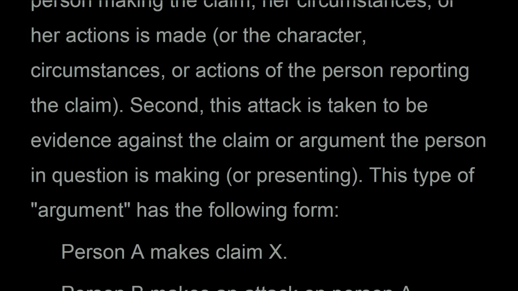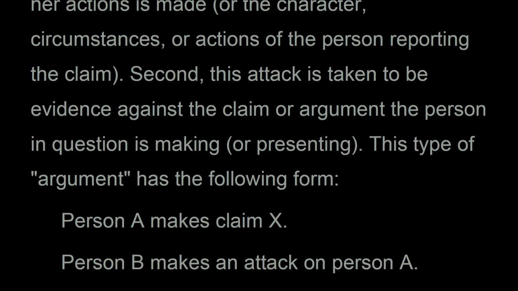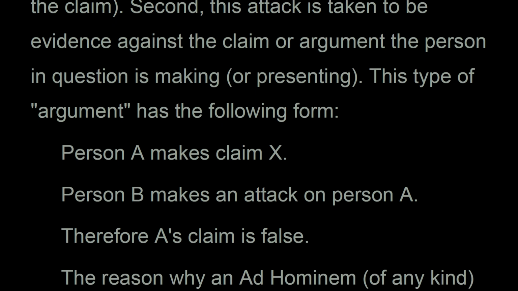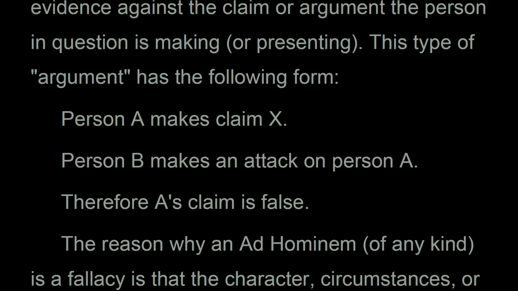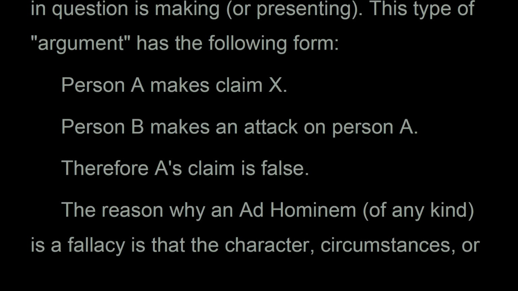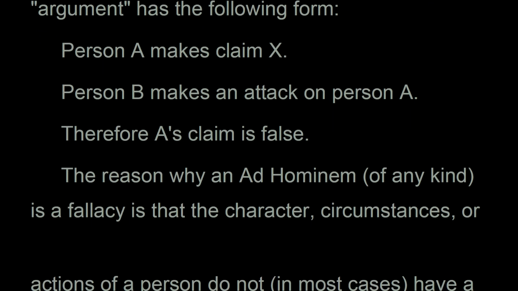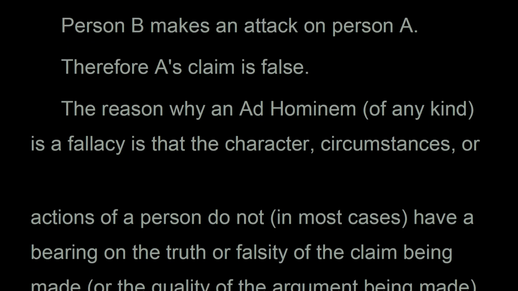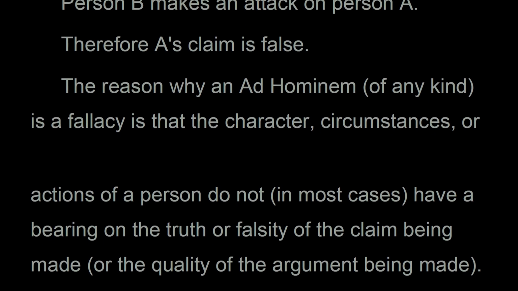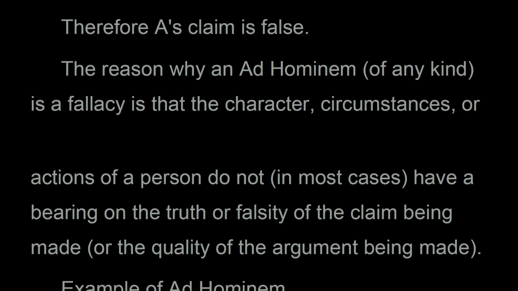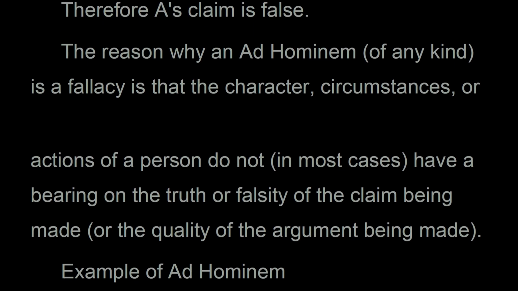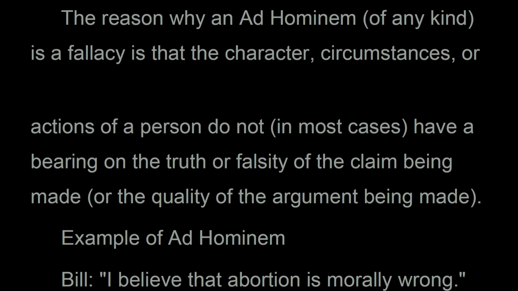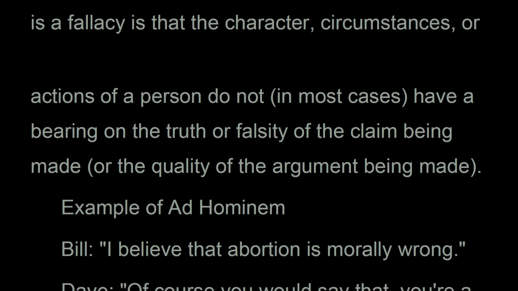Second, this attack is taken to be evidence against the claim or argument the person in question is making or presenting. This type of argument has the following form. Person A makes claim X. Person B makes an attack on person A. Therefore A's claim is false. The reason why an ad hominem of any kind is a fallacy is that the character, circumstances, or actions of a person do not, in most cases, have a bearing on the truth or falsity of the claim being made, or the quality of the argument being made.